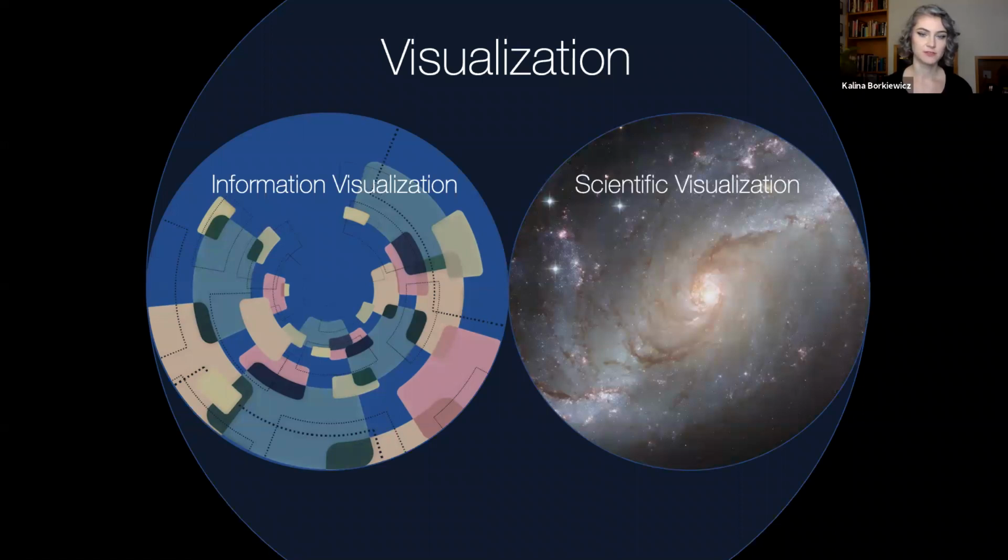which is different from scientific visualization that involves visualizing data that is inherently spatial. So data that takes up 3D space. Things like galaxies and tornadoes and ocean currents, molecular structures, things that have X, Y, and Z positions, or sometimes just X and Y positions.